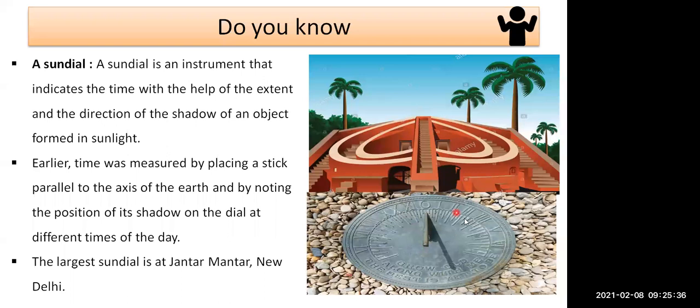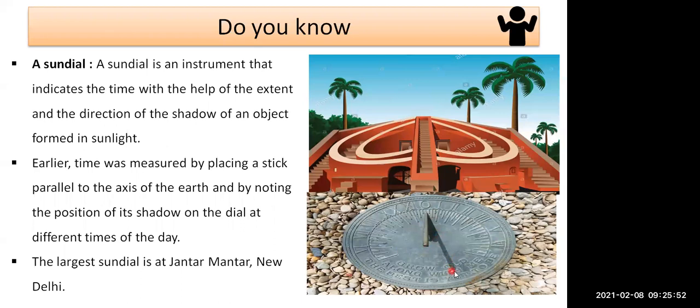They used to make a sundial like this. Even you all can make it with the help of a stick and a thermocol plate, or a paper and a stick. So when the shadow used to fall, you can see the formation of shadow.